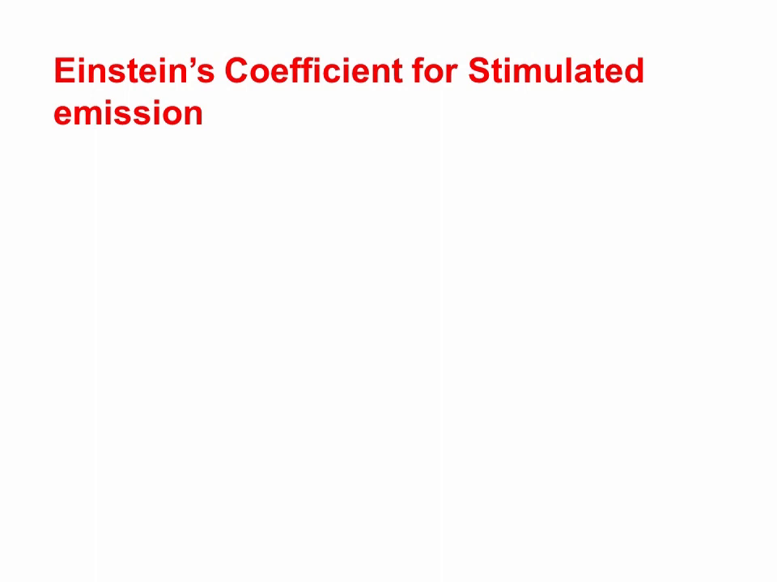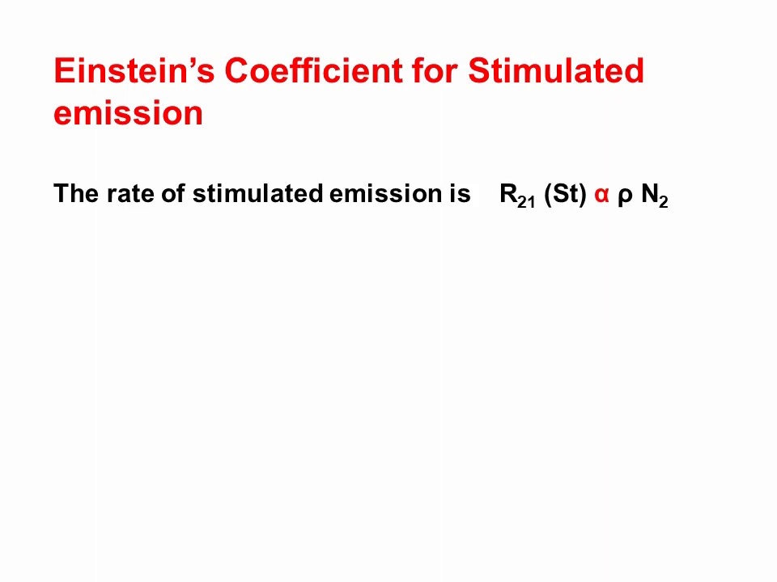Finally, we are going to see how to get Einstein's coefficient for stimulated emission. The rate of stimulated emission depends upon the density and the number of atoms in the excited state. So, we can write R21 within bracket stimulation is directly proportional to density and number of atoms in the excited state.